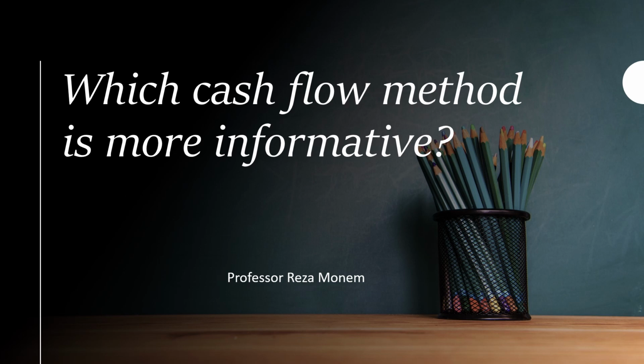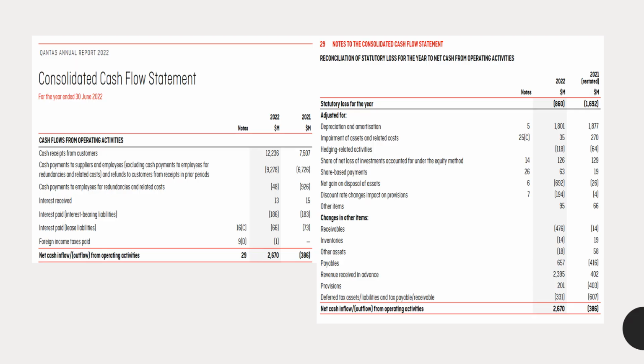In this video, I explain which cash flow method is more informative. There are two cash flow reporting methods, the direct method and the indirect method. The fundamental difference between the two is how we report cash flows from operations. On the screen, we have Qantas Airlines cash flow statement from its 2022 annual report.